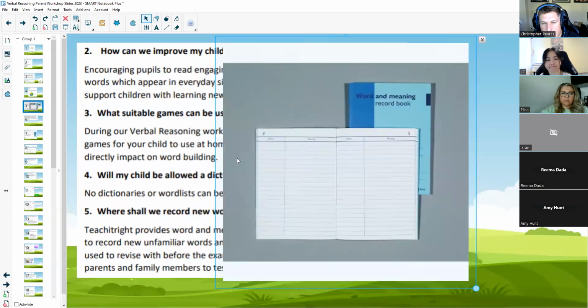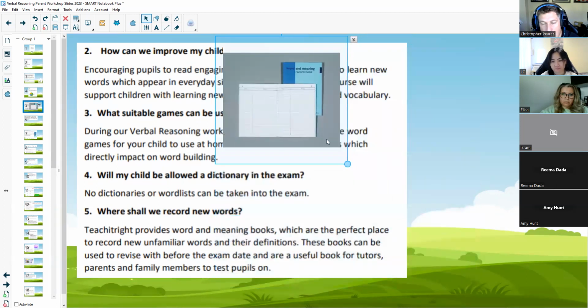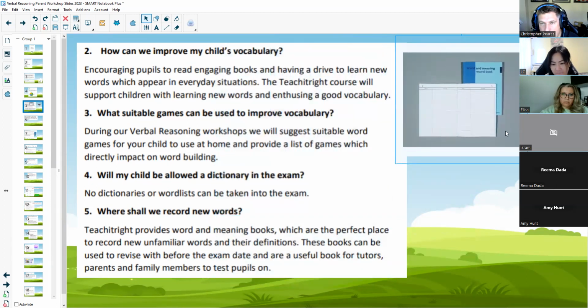So the idea being that it's in alphabetical order. Any word that your child doesn't know and is unfamiliar with, they put it in that book, write a short definition, and then they've got it captured forever. And certainly nearer the exam, there's a good opportunity, of course, to go back to that book and revise that vocabulary.